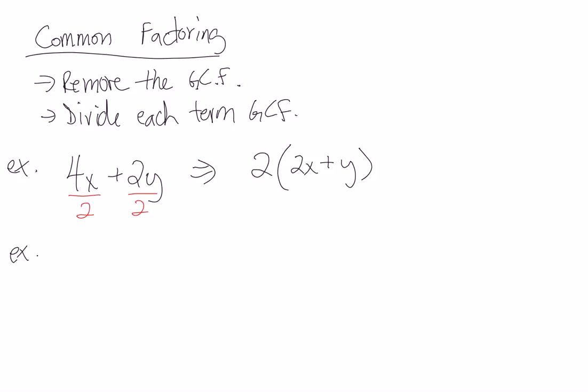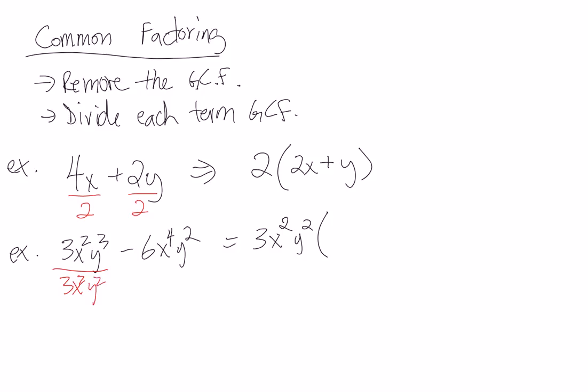So let's do another one. Let's suppose I give you 3x squared y cubed minus 6x to the 4th y squared. In this case you want to figure out what your GCF is. The greatest common factor between the numbers will be 3, right? 3 goes into 3 and 6. For our x's, we have an x squared and x to the 4th, so the smallest one will be x squared. For y's, we have y to the 3 and y to the 2, so the smallest one is y squared. So that's what we want to divide by. We want to divide each of these by 3x squared y squared.